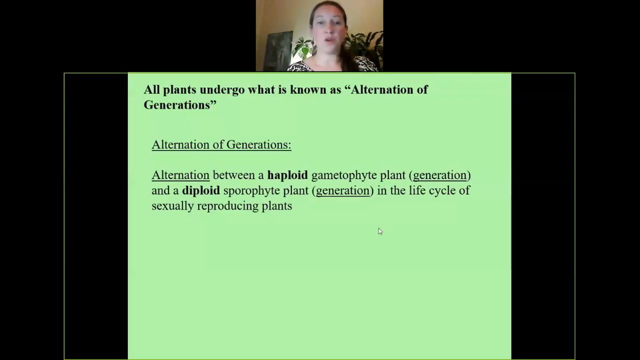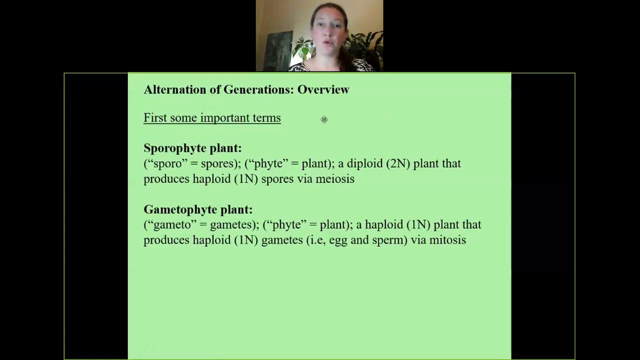Those are big loaded words. Let's pull them apart, which always helps me understand these larger words. So sporophyte plant, the diploid individual. Sporo means spores. Phyte means plant. Sporophyte, a plant that is going to make spores. A phyte that makes spores. And it's diploid.